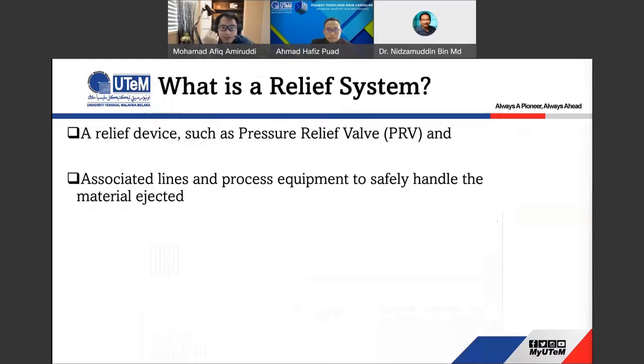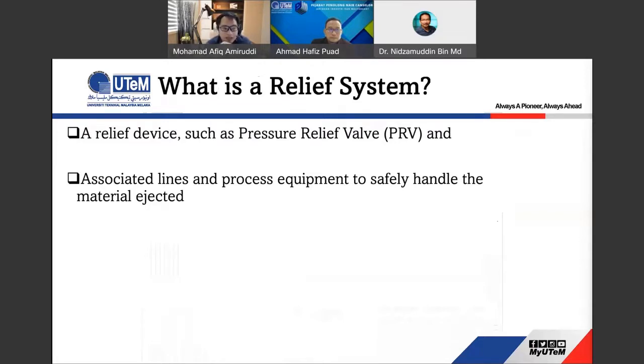So what is the relief system? The relief system is a relief device such as a pressure relief valve. Sometimes they call it a pressure safety valve. Actually, they are the same thing. Pressure relief valve or pressure safety valve, they are the same thing. Maybe they are used interchangeably, but actually they mean the same thing.